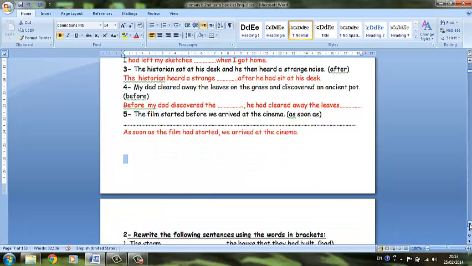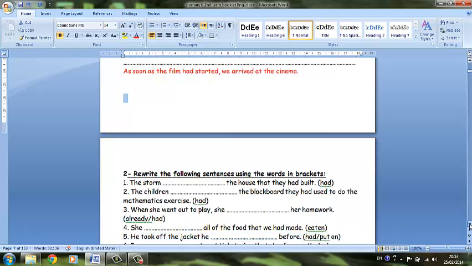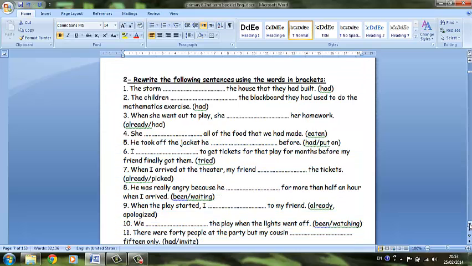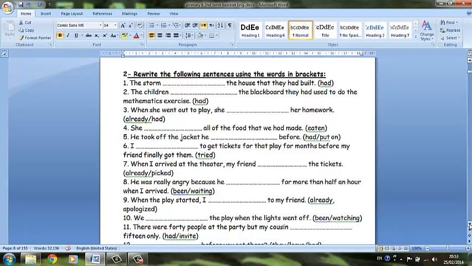Now, let's move to page 9. I'm not going to answer all of page 9, I'll answer some of them, and for Thursday we are going to continue the rest. So with me please, rewrite the following sentences using the words in brackets.